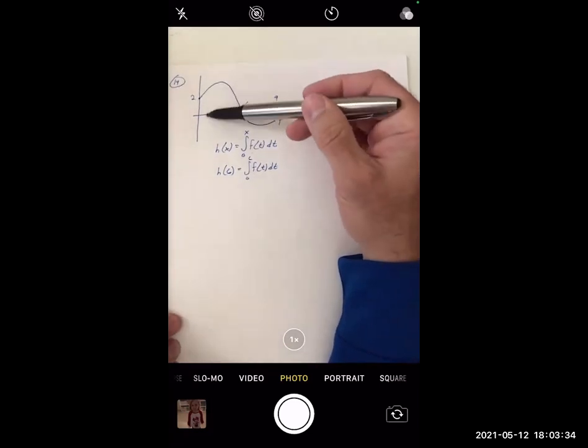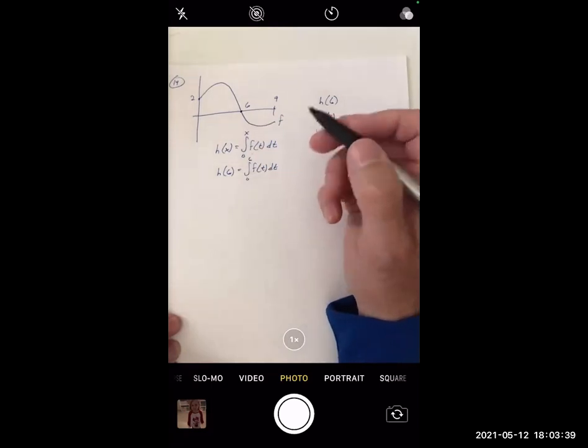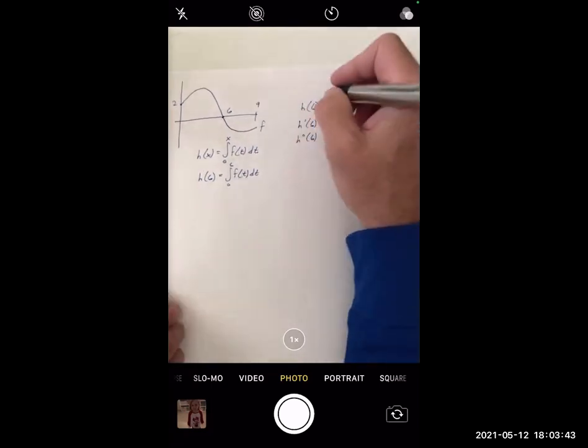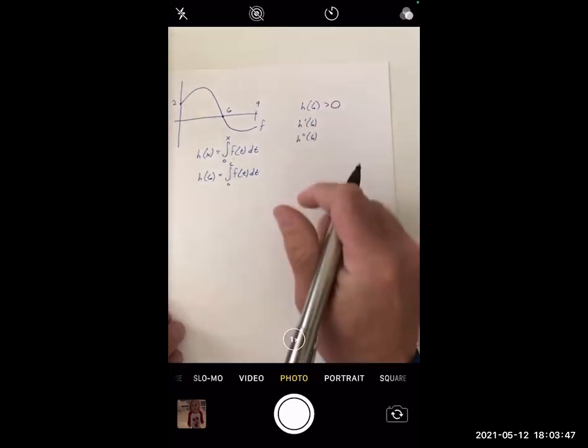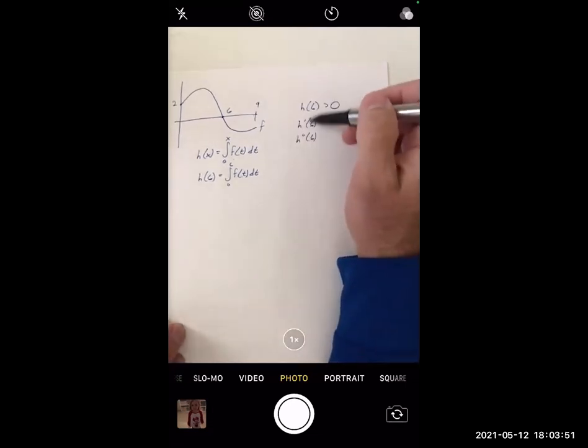And since it's above the x-axis, is that going to come out as a positive or a negative? It's positive. So h of 6 we know is positive. So that's probably going to be the biggest one.